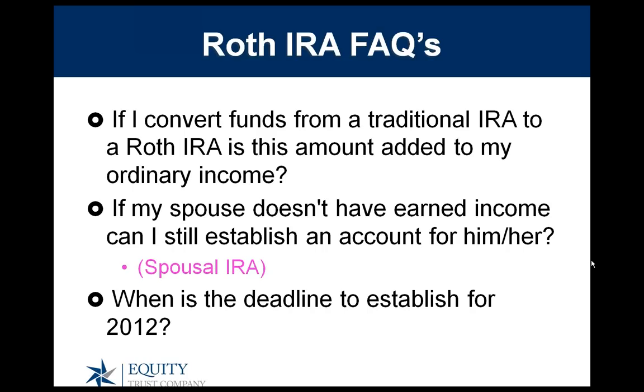Number 2, if my spouse doesn't have earned income, can I still establish an account for them? Absolutely yes. Only one spouse has to have earned income to contribute to both accounts. For those of you who are just getting started or you're looking to maximize your contributions, in the next month and a half, you can have over $20,000 in retirement accounts to begin investing in real estate and other alternative assets immediately. Number 3, when is the deadline for establishing the Roth IRA and converting funds to a Roth IRA?